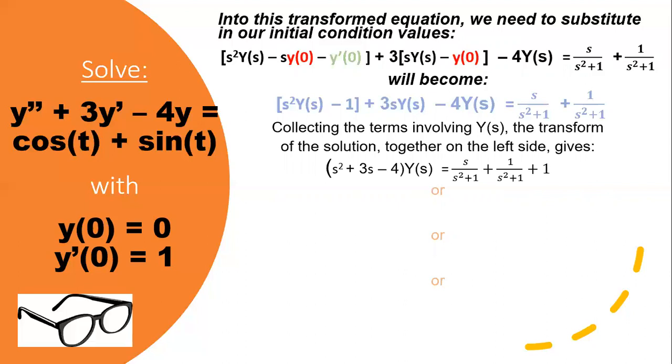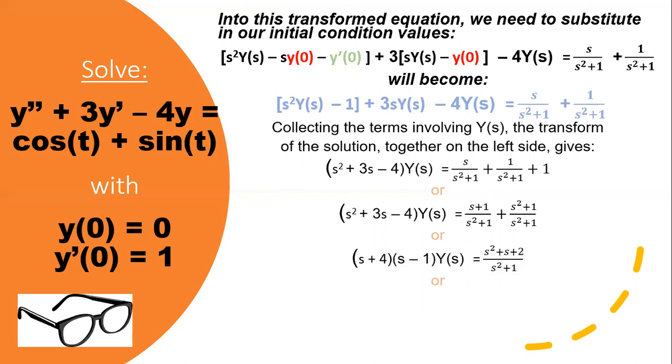Now, as for those fractions on the right-hand side, we can do some algebra to combine them. First of all, we note that the first two fractions already have a common denominator, so they can be combined to give s plus 1 over s squared plus 1. But the other term, the 1, could be written as s squared plus 1 over s squared plus 1, so that we can combine all of the terms together. When we do so, we'll see that the right-hand side becomes the rational expression s squared plus s plus 2 divided by s squared plus 1.